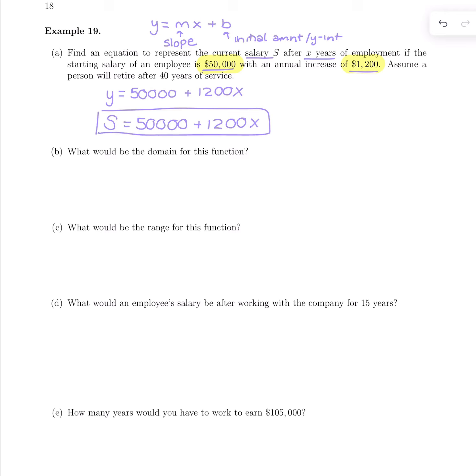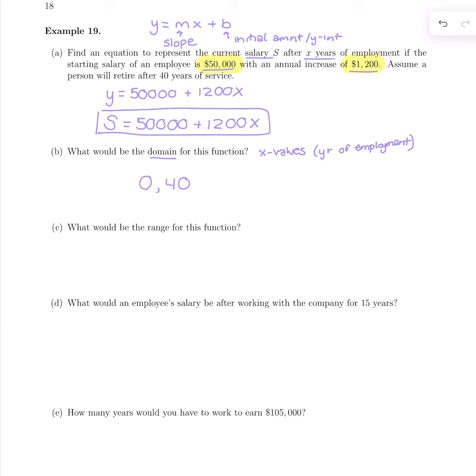We're going to think about the domain. Domain is X values. It's left to right. We want to think about X values, and this one stands for years of employment. So like I said, they're not going to be working 90 years. It says they're going to retire after 40 years of service. So we want to think about what's the least amount of years you could work for a company. Well, the smallest amount you could work for a company is 0. You just walk in day 1. You've worked there 0 years. And the most they could work is 40 years. So we're looking from 0 to 40.